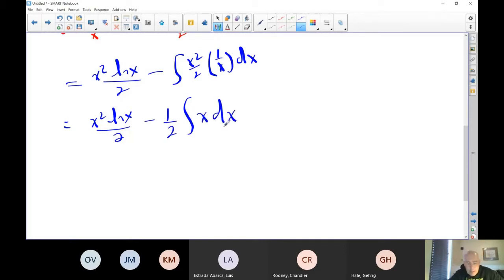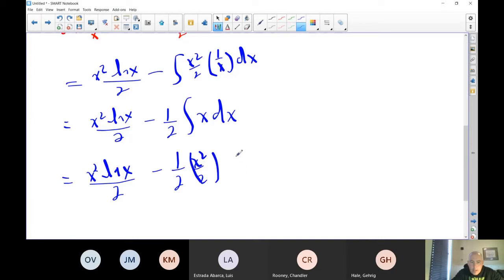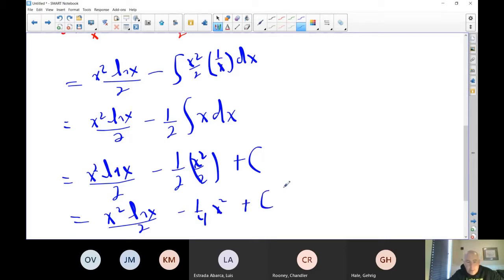I think you'd agree that the integral that I generated in the formula is easier than the integral that I had to start with in the original question. So now I just continue. Note, this is not an integral, that's part of your answer. So x squared ln x just keeps coming along for the ride. Minus 1/2. Take the integral of x dx. That'd be x squared over 2. Now you can put your plus c, and this is your final answer: x squared ln x over 2 minus 1/4 x squared plus c.